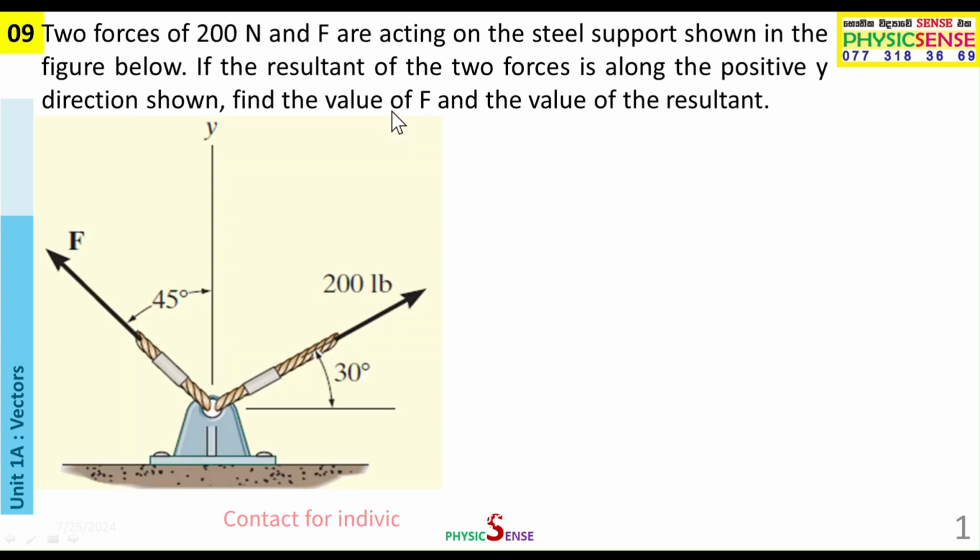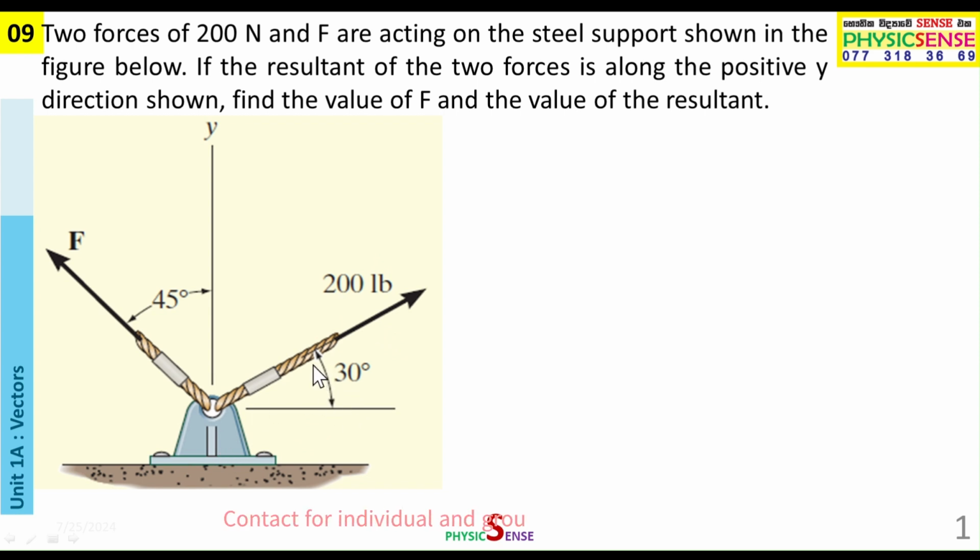So this is the figure given. As you can see, there are two forces F and 200, and the corresponding angles are given. The force F is inclined to the vertical axis by 45 degrees, and the force 200 is inclined to the horizontal with 30 degrees.